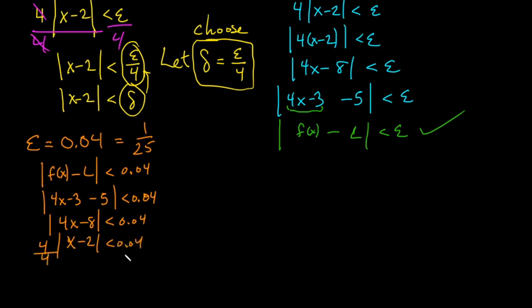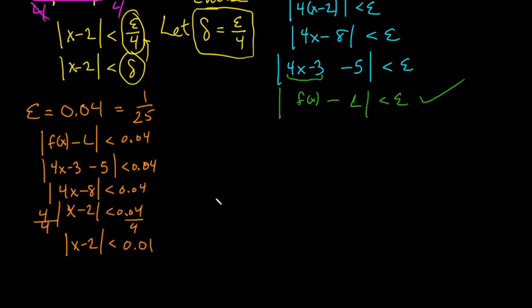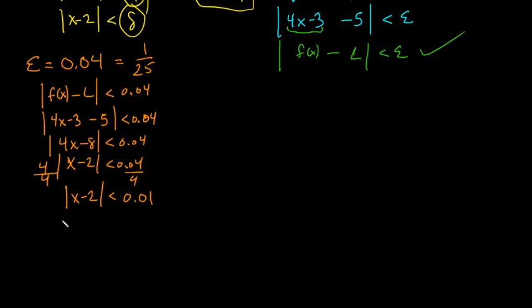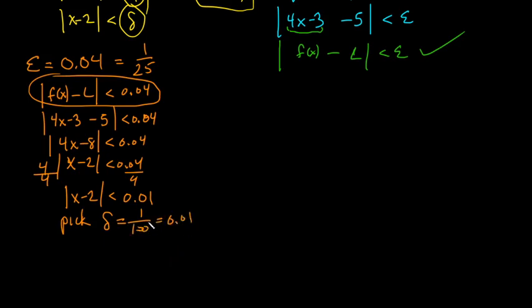And now divide both sides by 4. And I have x minus 2 in absolute value is less than 0.01, 1/100th. Okay, so in order for my f of x to be within 1/25th, 0.04, of L, this is the condition I need. This is my delta. I need to pick delta to be no bigger than 1/100, or 0.01.